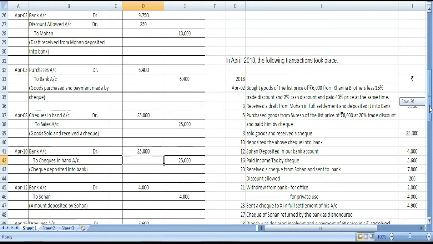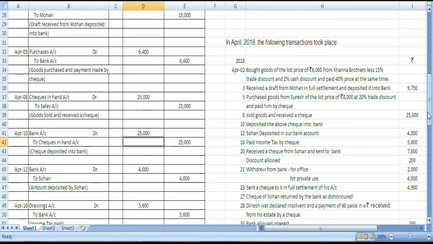So, Sohan is also one of the debtors. So, he directly deposited money in the bank. So, we will debit bank because the bank account is increasing. So, directly he deposited the money into the bank. So, the bank account will be debited, and who is the giver of that 4,000 rupees? Who is depositing? Sohan. So, we will credit Sohan.